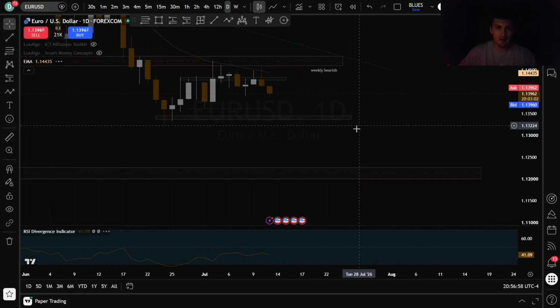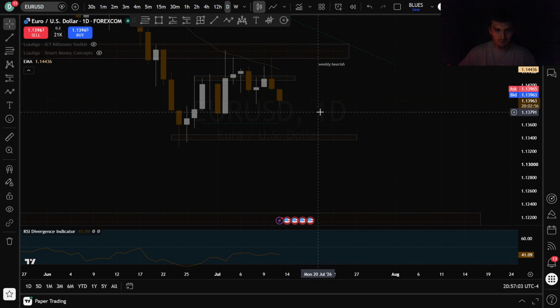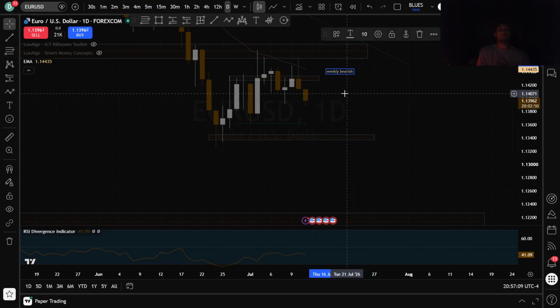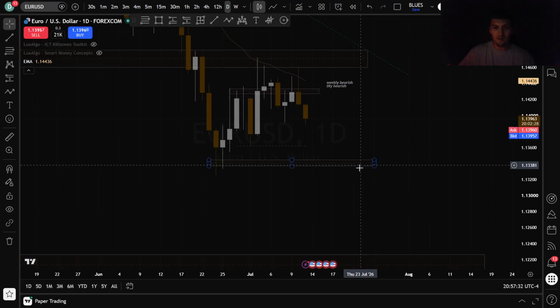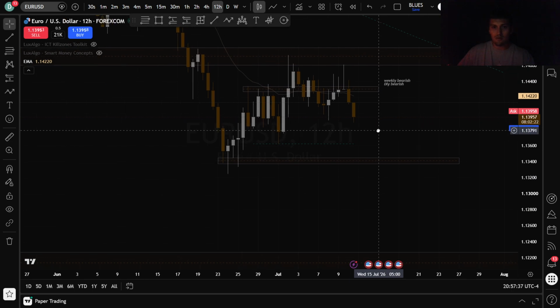So let's get straight to it, man. On the daily chart, first things first, we have to have the weekly and daily aligned with the same overall trend. So we're looking at the daily now. Daily is looking bearish, so what we would do is also add weekly bearish, daily bearish as well. That's exactly what we want to see. I'm going to get rid of this RSI down here very quick. Then we are going to go to our 12-hour.